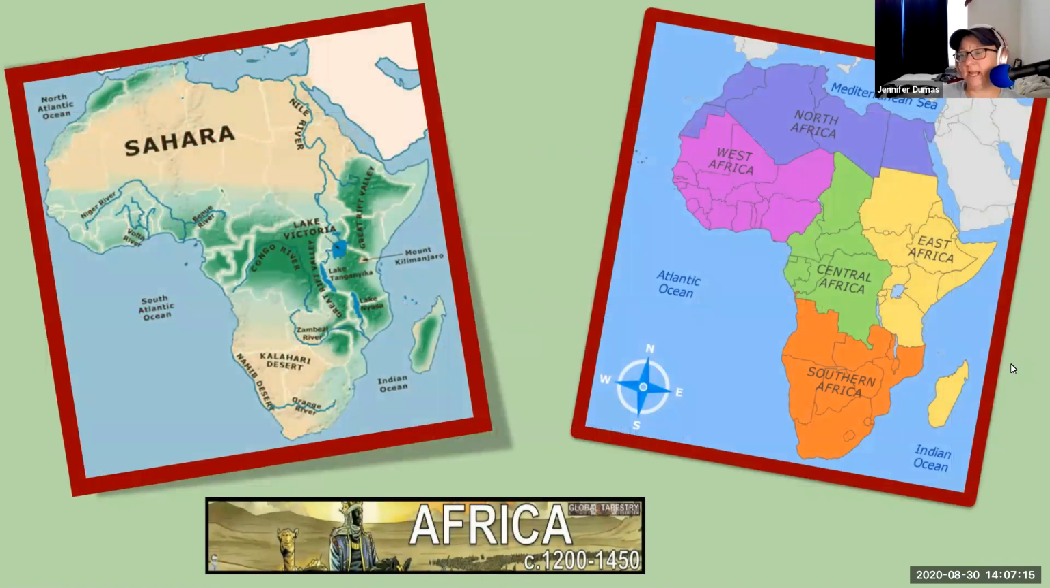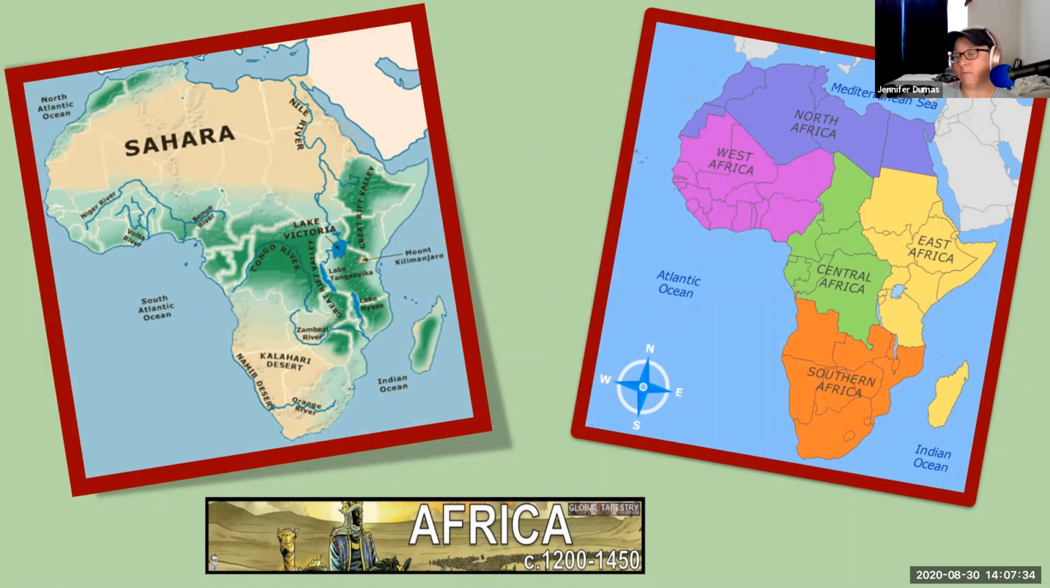So what we're going to start with today is a little bit of geography. And the one thing we want AP World students to know is when we give you a map, it is really, really important to look at it. Really important. So what you see here are 2 maps. On the left side, you see a physical map of Africa. And on the right side, you see a regional map.